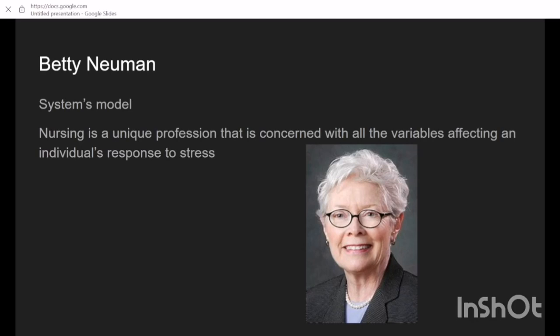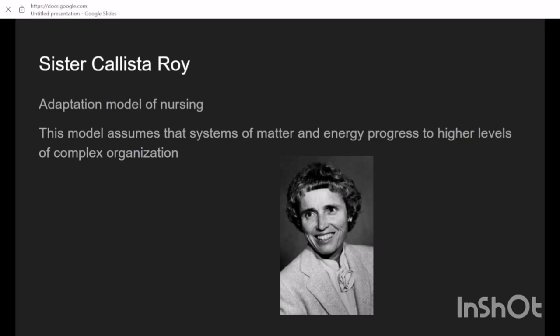Sister Callista Roy, Adaptation Model of Nursing. This model assumes that systems of matter and energy progress to higher levels of complex organization.